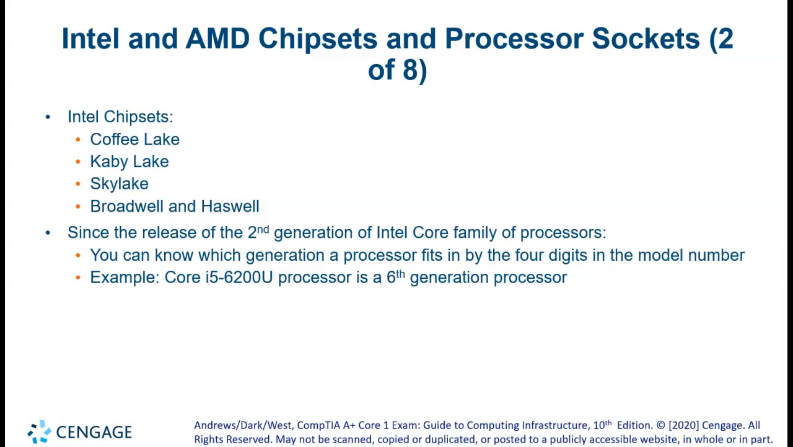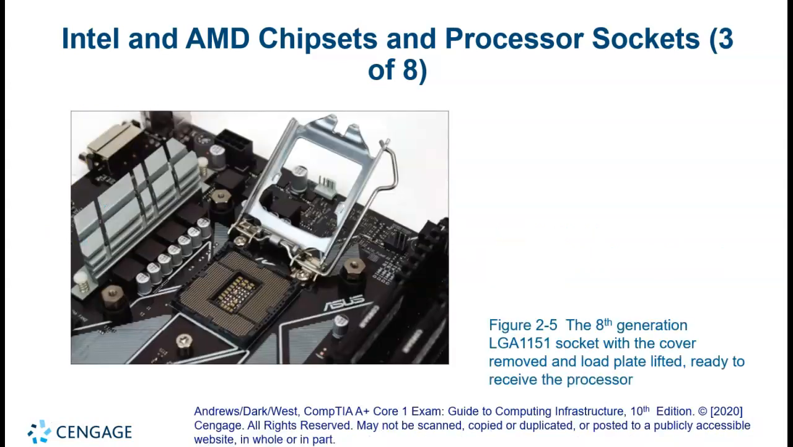Since the release of the second generation of Intel family of processors, each generation of processor is identified by the first digit of the 4 digits in the model number. Example, the Core i5-6200U processor is a 6th generation processor. The 8th generation LGA 1151 socket with the cover removed and the load plate lifted is ready to receive the processor. So here, remember we talked about the zero insertion force?